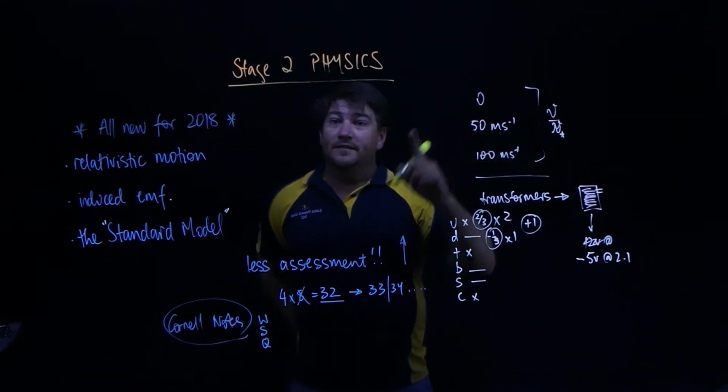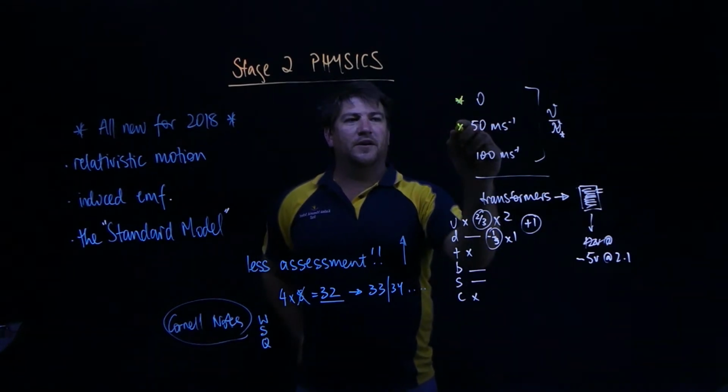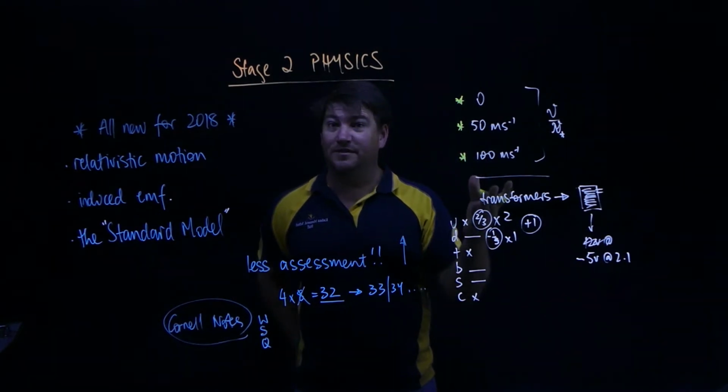Anyway, let's consider us standing stationary. So we're doing 0 meters per second. A car goes past at 50 and a racing car goes past at 100 meters per second. So that's 360 k's an hour.